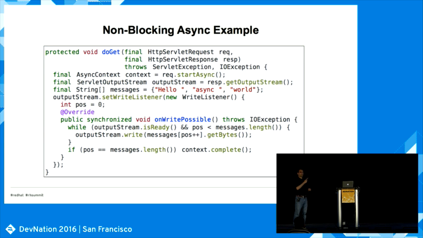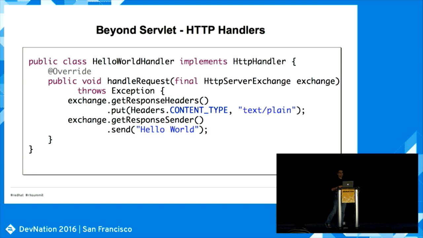And I loop back. As soon as the stream is not ready for write, I do nothing. And the server will call me back again when it's ready. And when I'm done, I have to say to the server, I'm done. So I will say, context complete, and this is over. And this is how you do non-blocking I/O in general.